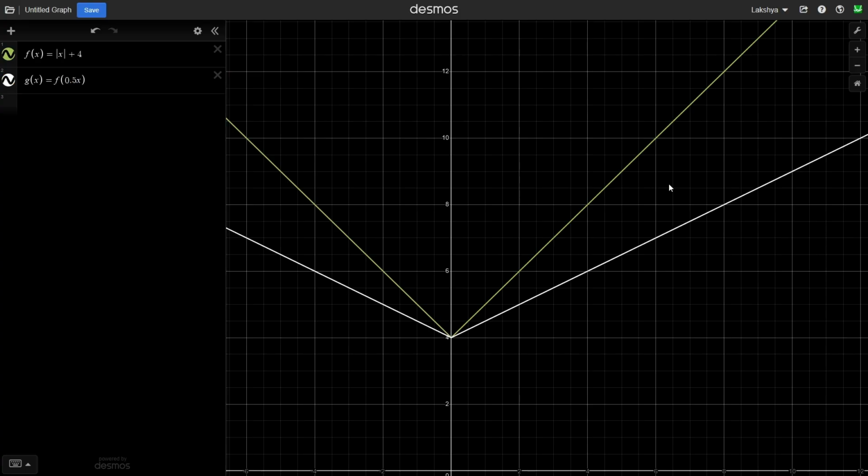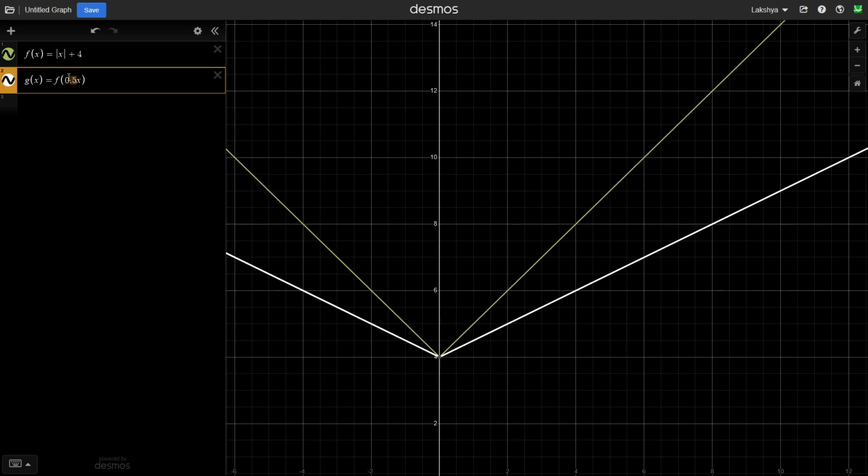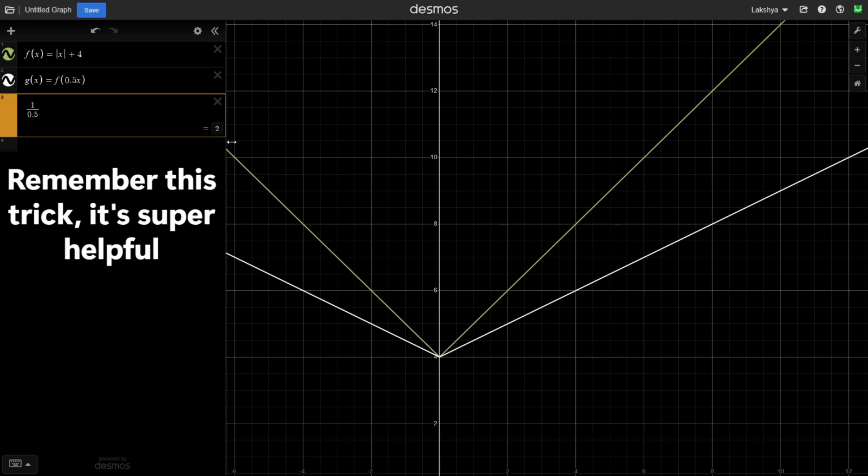So yeah. And a way you can determine the horizontal stretch here is you can just take this value right here and you can just divide 1 divided by that value. So it'd look like this, 1 over 0.5. And that'd be 2, right? So you can take this number and multiply all your x values by 2 in this case. So that's how you determine the horizontal stretch.